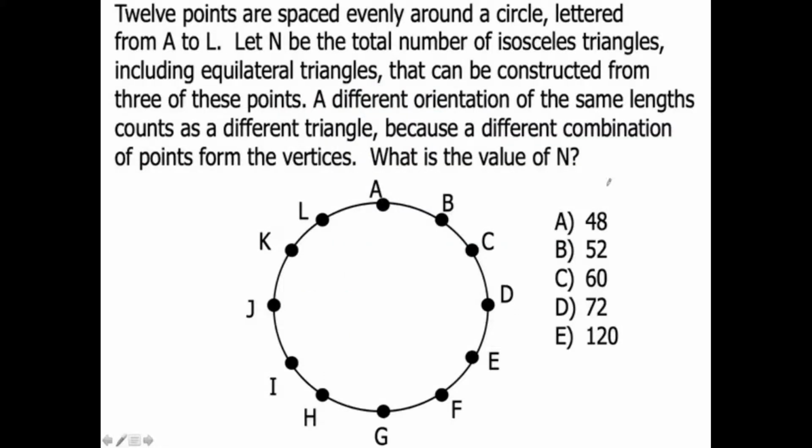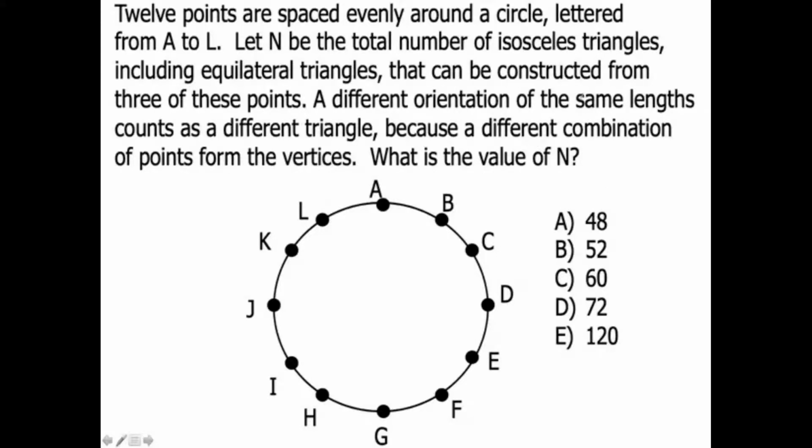All right. 12 points are spaced evenly around a circle, lettered from A to L. Let N be the total number of isosceles triangles, including equilateral triangles, that can be constructed from three of these points. A different orientation of the same lengths counts as a different triangle because a different combination of points form the vertices. What is the value of N?